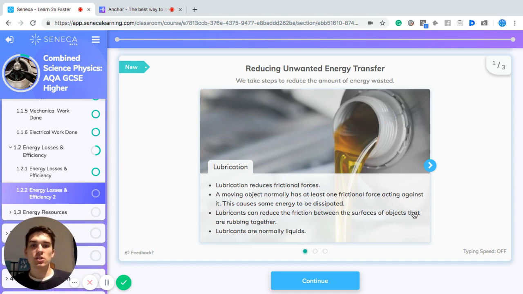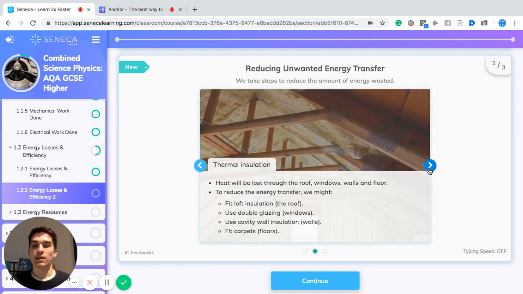So, if you want to reduce unwanted energy transfers, there's a few steps you can take to do so. The first one is using lubrication. Lubrication reduces frictional forces. A moving object normally has at least one frictional force acting against it, and that causes some energy to be dissipated or lost. Lubricants can reduce the friction between the surfaces of objects that are rubbing together, and lubricants are normally liquids to help with that.